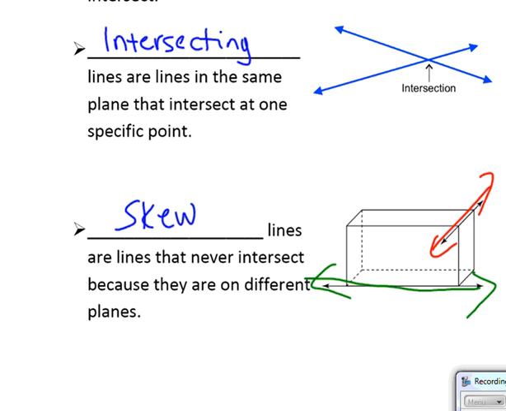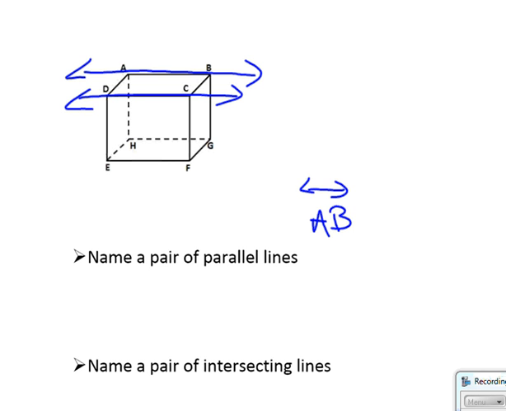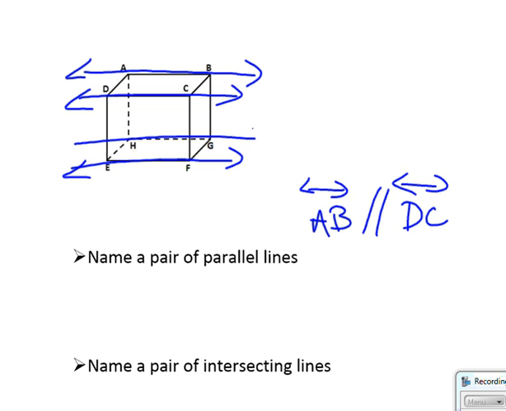Look at the figure before. Stop the video and see if you can name a pair of parallel lines, intersecting lines, and skew lines. Once you've done that, start the video again. There are several correct answers for each one of these, but for example, a pair of parallel lines could include line AB and line DC. We would say that AB is parallel to DC. AB would also be parallel to EF, and it would actually also be parallel to HG.